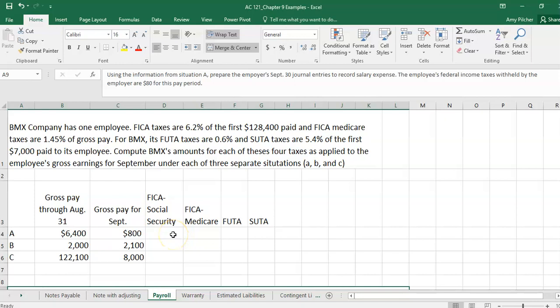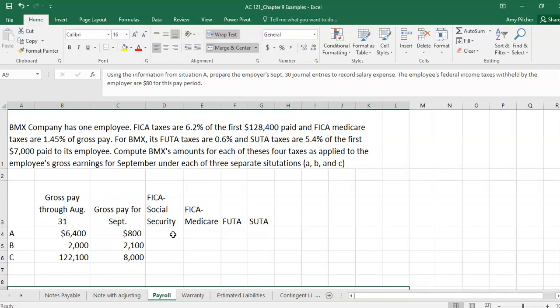So we need to calculate our taxes. What we need to know is that there are thresholds at which people stop paying certain taxes. So for the unemployment taxes, FUTA and SUTA, we stop paying after $7,000. Once the employee has earned $7,000, we no longer have to pay those for the year. And then on January 1st, those payments would start over again.